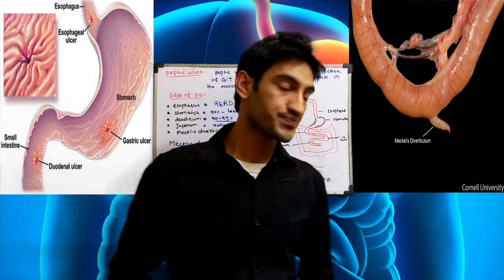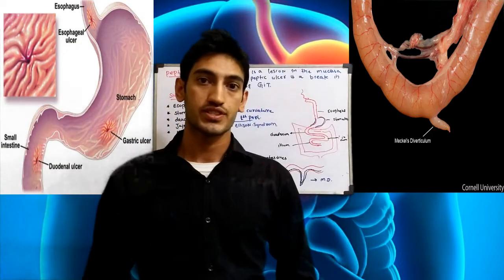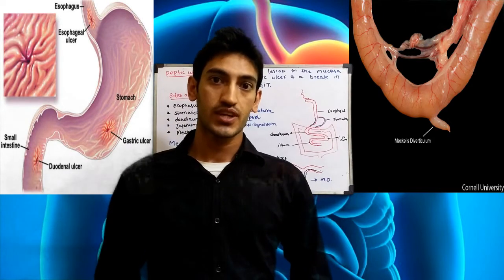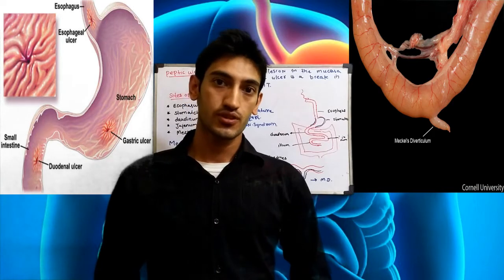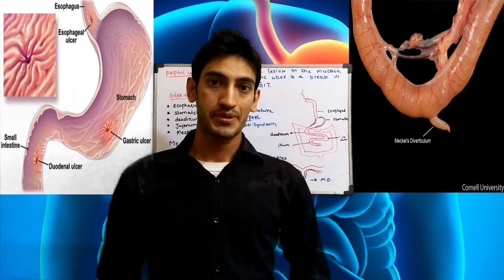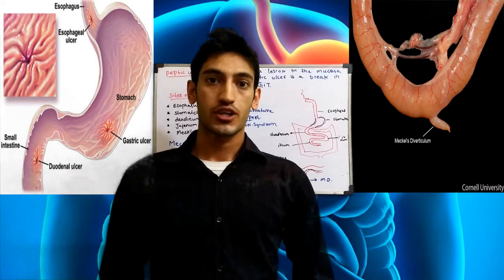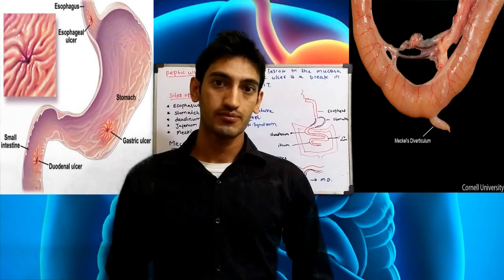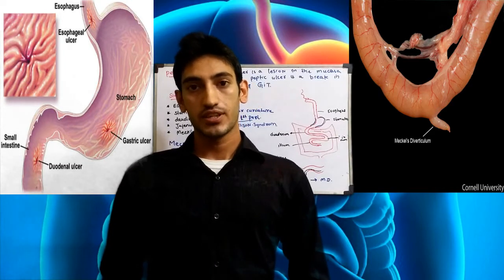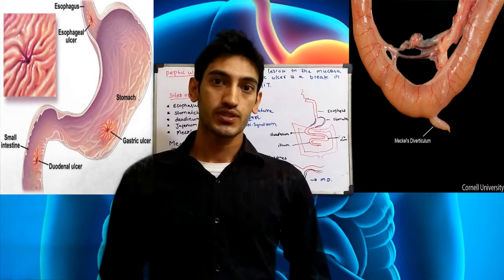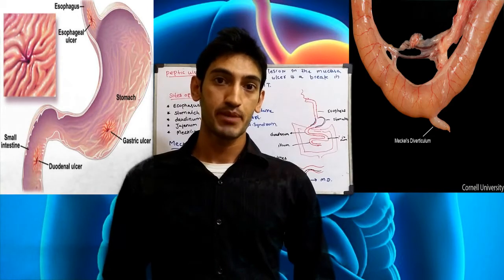Let's have a review. First of all, we talked about the peptic ulcer. Peptic ulcer, I told you, is a lesion or break in the mucosa of the gastrointestinal tract. Then we talked about the sites of peptic ulcer. The sites include the esophagus, stomach, and parts of the small intestine like the duodenum, jejunum, and Meckel's diverticulum. Meckel's diverticulum is a congenital abnormality in which there is a slight bulge of the small intestine which contains the same mucosa as is present in the gastrointestinal tract.